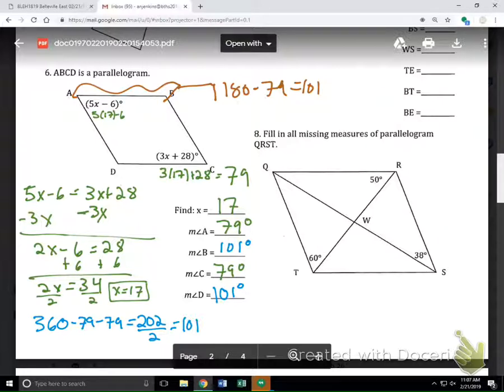So does that mean 202 is a perfect square? It is not a perfect square. We divided it by 2.